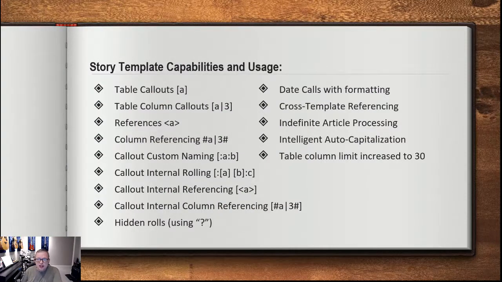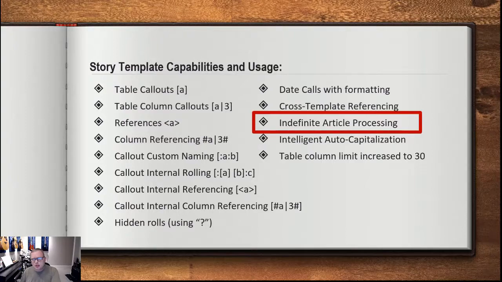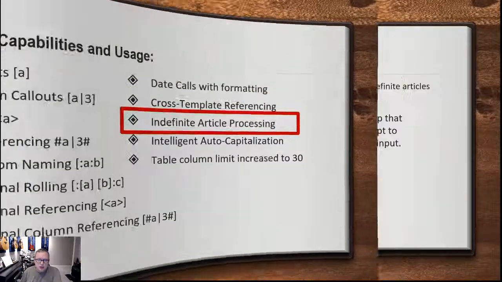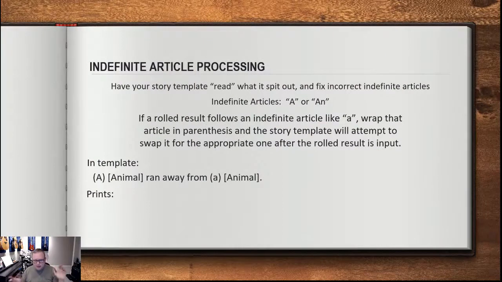The next couple of things are small, but they really do make things a little bit smoother in your story templates, and they're pretty easy to use. Indefinite article processing is what we'll dive into first. And what is an indefinite article, if you don't know? It's just a or an. And there are a lot of rules that go around which one gets used for proper English.